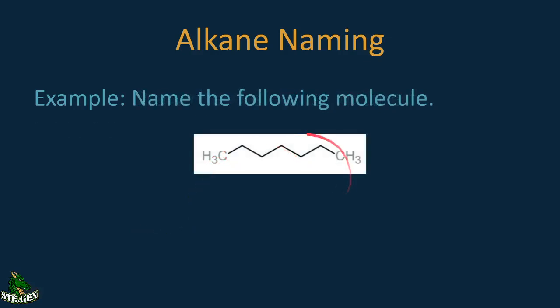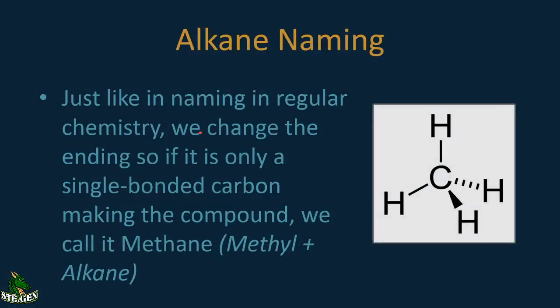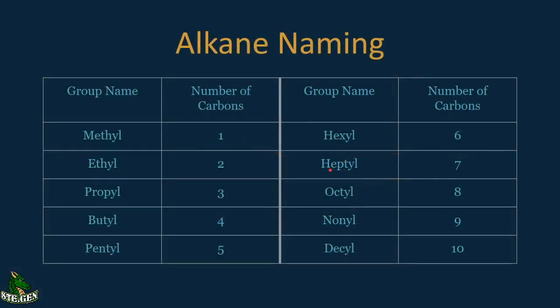And then we can do the opposite here. So here we have a 1, 2, 3, 4, 5, 6, 7 carbon chain. That 7 carbon chain, if we go back, 7 is hept, not sept. Sept is a common mistake here. 7 is probably the case where people make the most mistakes.